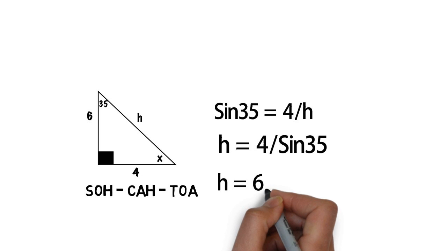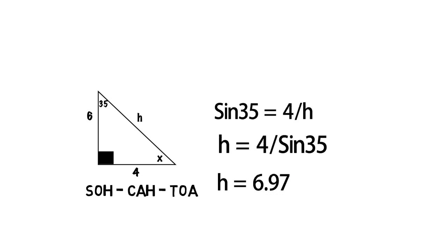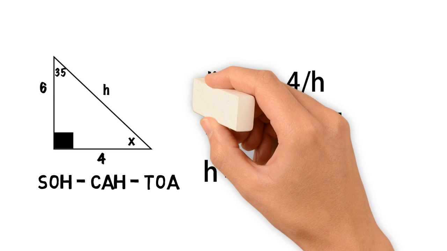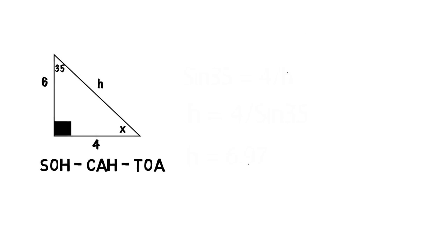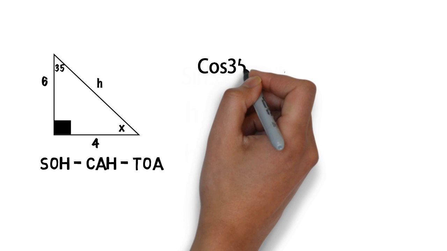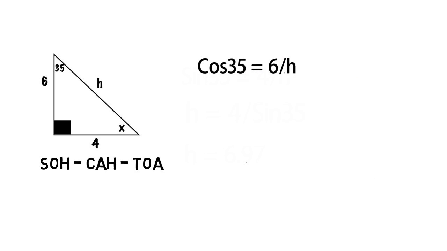Now we're pretty sure that our unknown h equals 6.97, but to be sure, we can double check with cosine. This is similar. First, we know that cosine 35 equals 6 over h. 6 is the leg adjacent to the angle that is 35 degrees, so we put 6 over the hypotenuse, or h.